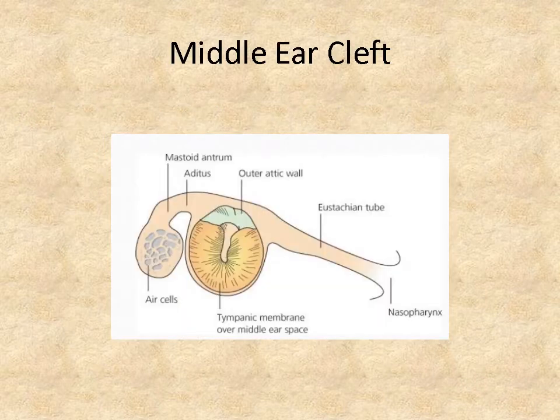So we finished the outer ear and we start with the middle ear. The middle ear cleft is formed of 3 parts. The middle ear cavity is connected anteriorly through the Eustachian tube to the nasopharynx, and posteriorly through the aditus ad antrum to the mastoid air cells. So what are the 3 components of the middle ear cleft? The middle ear cavity, Eustachian tube, and the mastoid air cells.